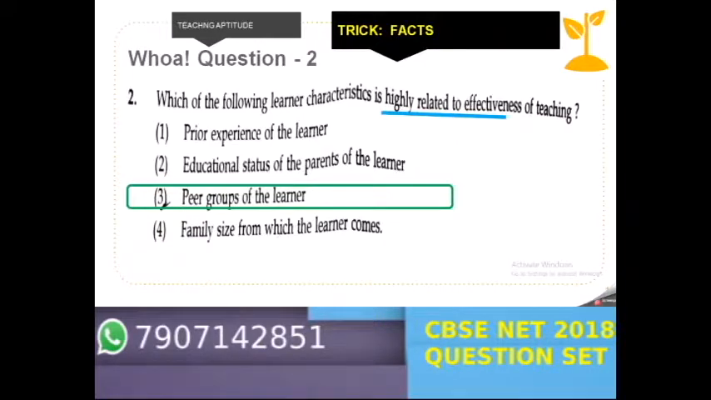So what is the first question? For the first question we followed the elimination method. For the second question we followed the fact. That is the difference between these two types of questions in Paper 1.